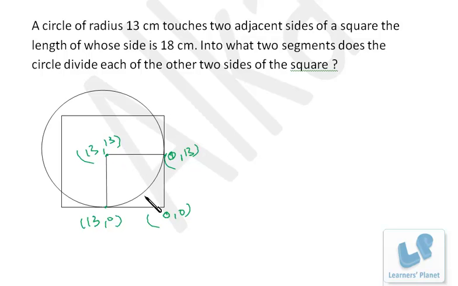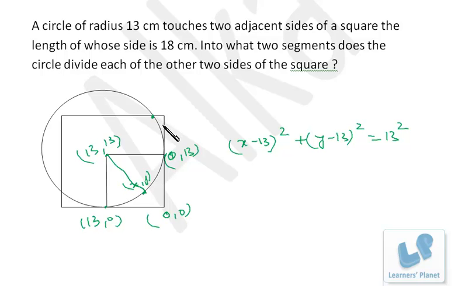Suppose any point on this circle is x, y, any point, right? So (x minus 13) whole square plus (y minus 13) whole square is 13 square. Obviously, we just have used the distance formula. (x minus 13) whole square plus (y minus 13) whole square is actually 13, that is the radius of this circle, right? Now we have to find out the coordinates of this point.